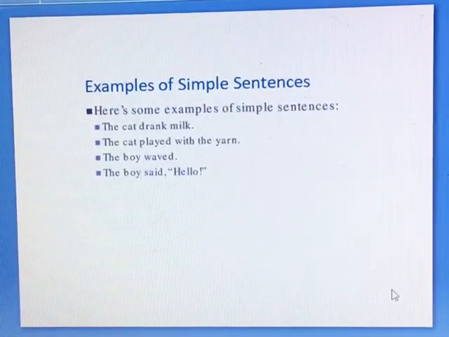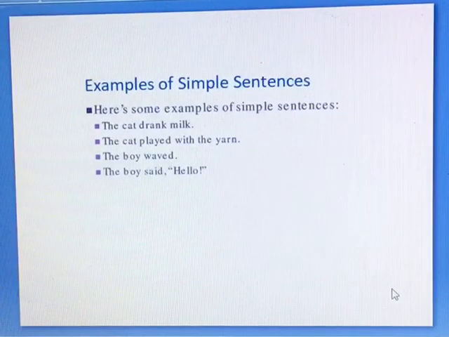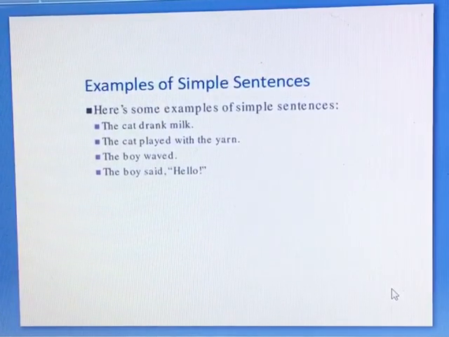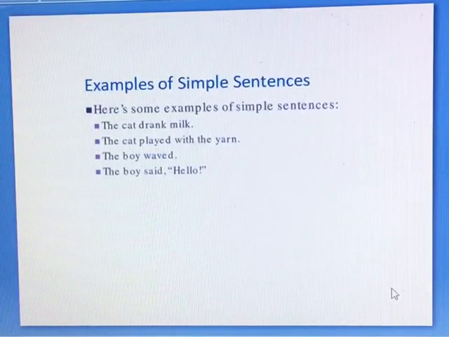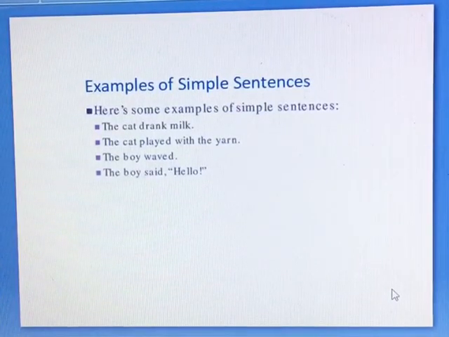Examples of simple sentences. Here are some examples of simple sentences. The cat drank milk. The cat played with the yarn. The boy waved. The boy said hello.